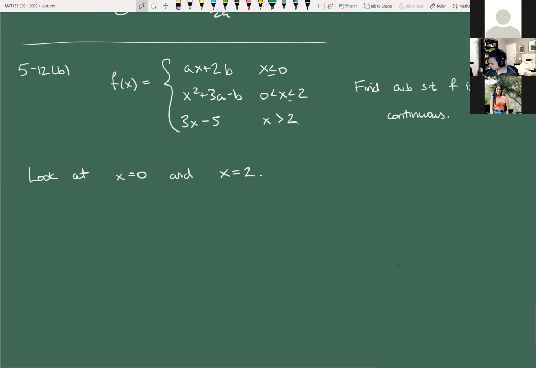Okay, so let's start by doing the limit as x approaches 0 from the left, f of x.